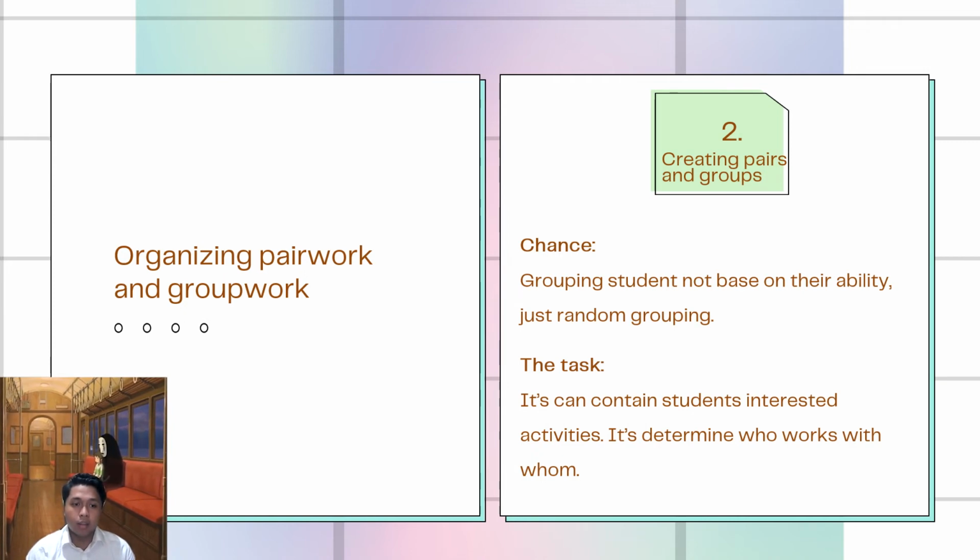And then the task, it can contain students' interested activities. It determines who works with whom. So in this method, we can make a task that contains students' interested activities, like I said before. We can survey their favorite activities from the beginning, and then we can make the task like they want it to be, and they can work with who and whom.